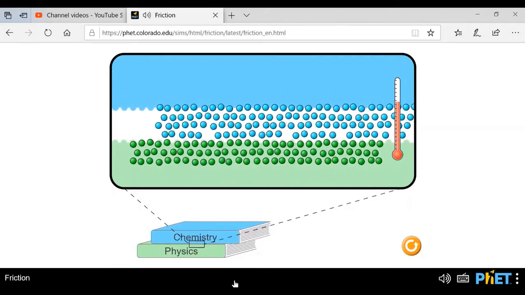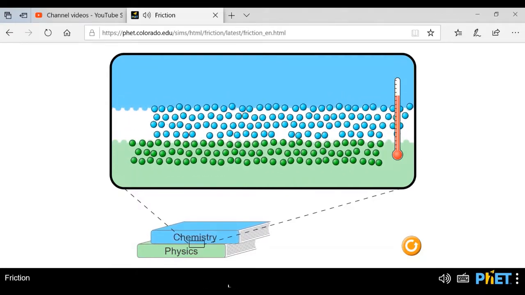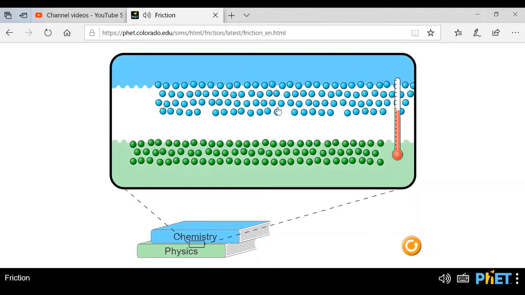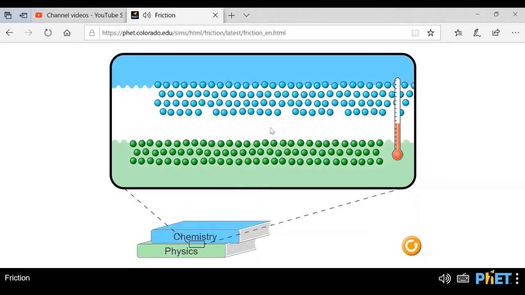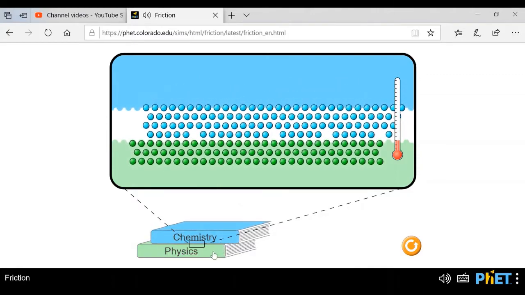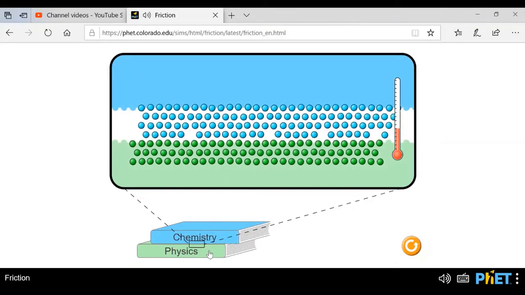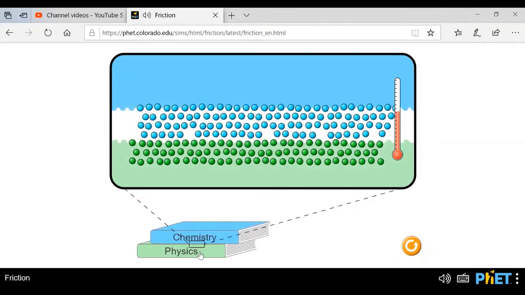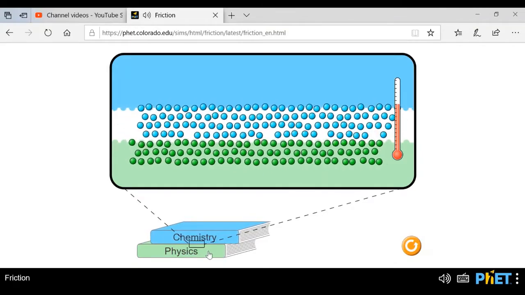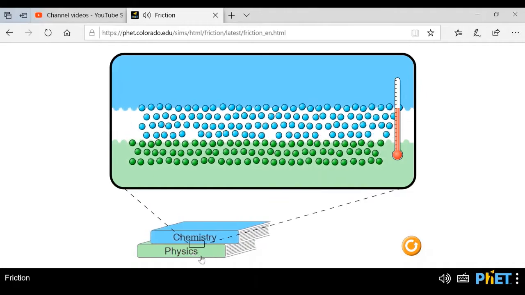So the motion of the atoms has increased due to the physical contact of them rubbing into each other, and that agitates the atoms and gets them moving faster. We're creating thermal energy, and what we would actually feel is that, when we rub these two surfaces together, just like when you rub your hands together, you would feel warmth, you would feel heat generated. So this is, again, what thermal energy is all about.